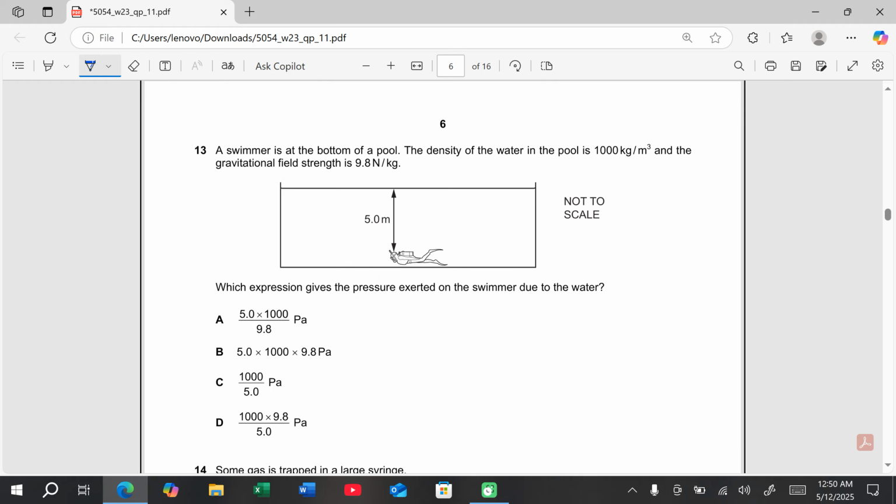Question number 13 says a swimmer is at the bottom of the pool. The density of the pool water is 1000 and the gravitational field strength is this. Which expression gives the pressure exerted on the swimmer due to water? It's just due to water, so you don't need to add atmospheric pressure. Pressure due to water is rho g h. Density is given as 1000, g is given as 9.8 and depth is given as 5. So it is 1000 times 5 times 9.8 pascals. This is B.